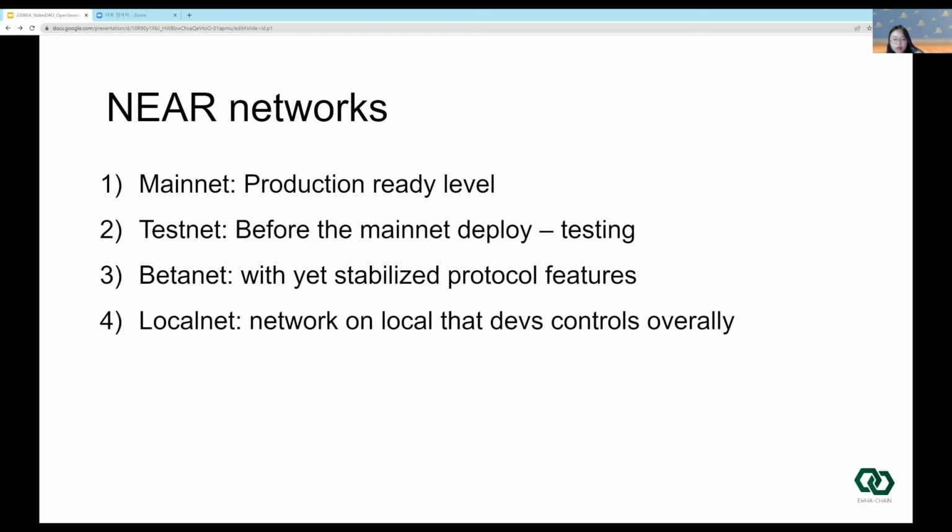Betanet is a public network where NEAR core is run to test its stability and backward compatibility. So it has daily releases with protocol features that are not yet stabilized. And localnet is intended for developers who want to work with the NEAR platform independent of the public blockchain. So the developers need to generate nodes themselves and control them.